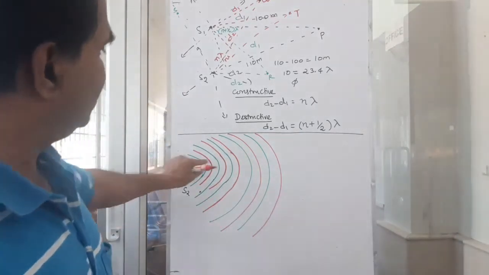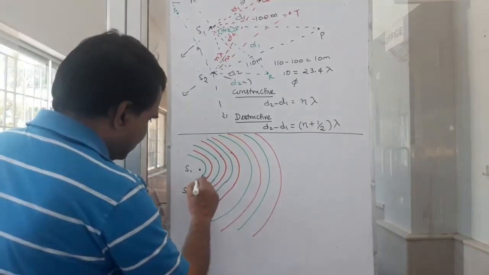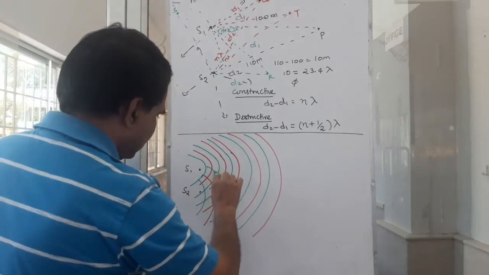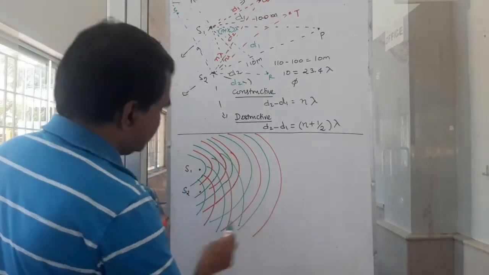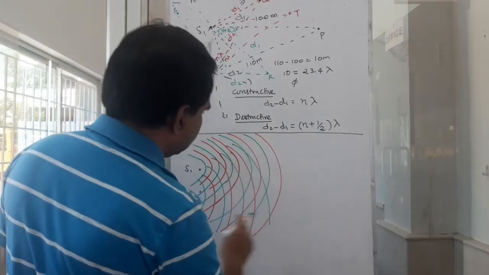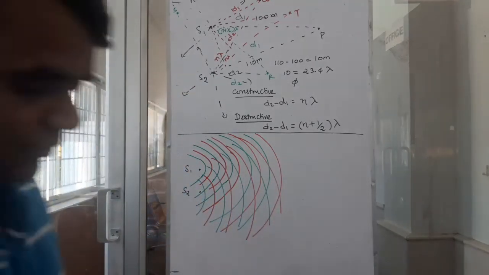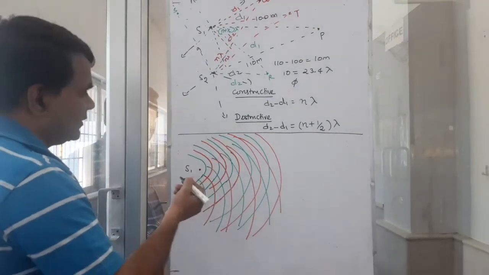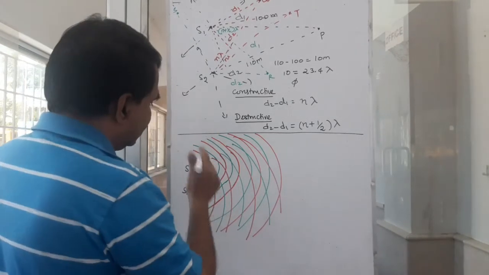Okay, so this is from one source. I'm talking about this one. I can do the same thing for this source. Okay, so this would be its peak, and this would be its valley, and this would be its peak, and this would be its valley. This is peak, this is valley. Okay, this is peak, and this is valley. So note here, wherever the peak meets the peak, you will have constructive interference, clearly, right?